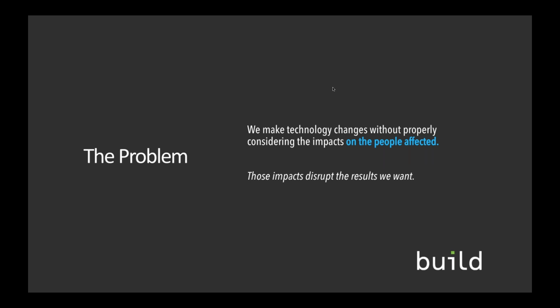A good deal of the failure rate associated with technology projects, and probably projects in general, is related to the fact that we simply don't do a good job of anticipating the effect of these projects on the people that they're supposed to help, on the people affected. When these impacts then hit them, we lose their hearts, we lose their minds, we lose their eyeballs, of all the people that we're trying to support. And as a result, it disrupts our results. We don't get the return on investment that we're hoping for.